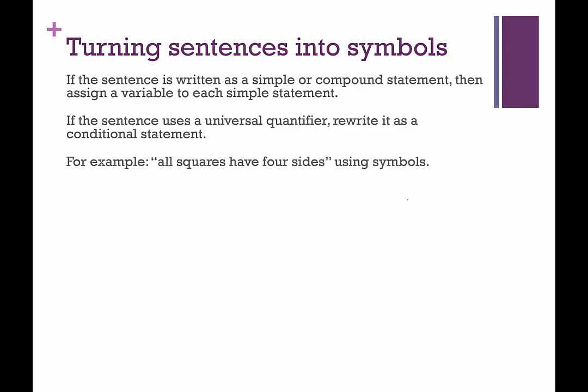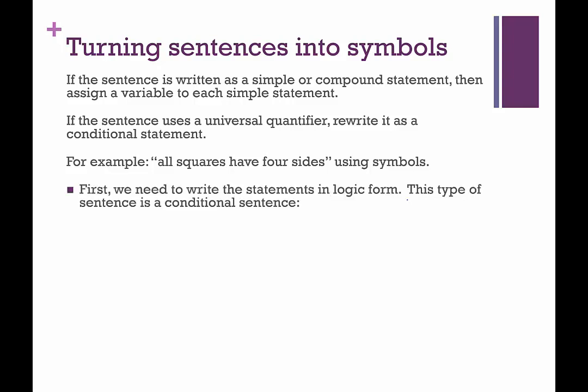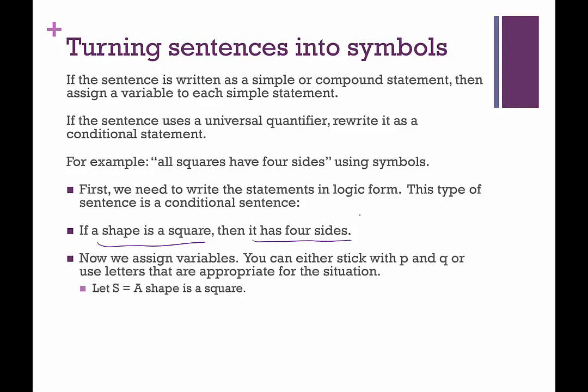So for example, if we have all squares have four sides and we want to create a logical sentence to represent this, we first need to write it as a conditional sentence. So we might say, if a shape is a square, then it has four sides. Now we can find the simple statements within here. So we have a shape being a square and we have a shape having four sides. So we're going to label each of those.